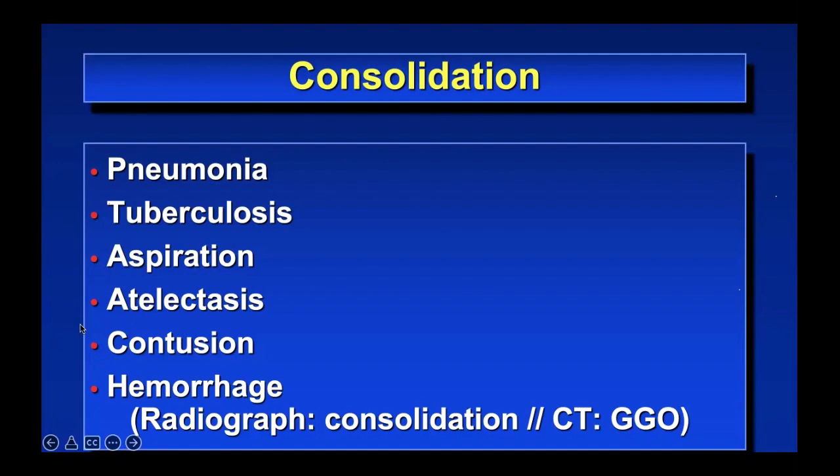So we see a lot of trauma patients in one of our hospitals here, and there we'll see a lot of contusions, especially after motor vehicle collision with rib fractures. And then aspiration and atelectasis frequently occur in the lower lobes. On radiographs and in patients, we see that all the time.